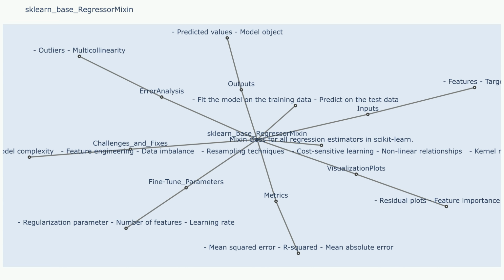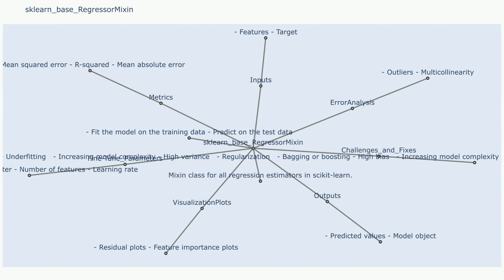sklearn.base.RegressorMixin. Description. RegressorMixin is a base class in scikit-learn (sklearn) that defines the common interface for regression models. It provides a set of methods and attributes that all regression models in sklearn should implement. This class acts as a blueprint for building regression models, ensuring consistency and interoperability within the sklearn ecosystem.